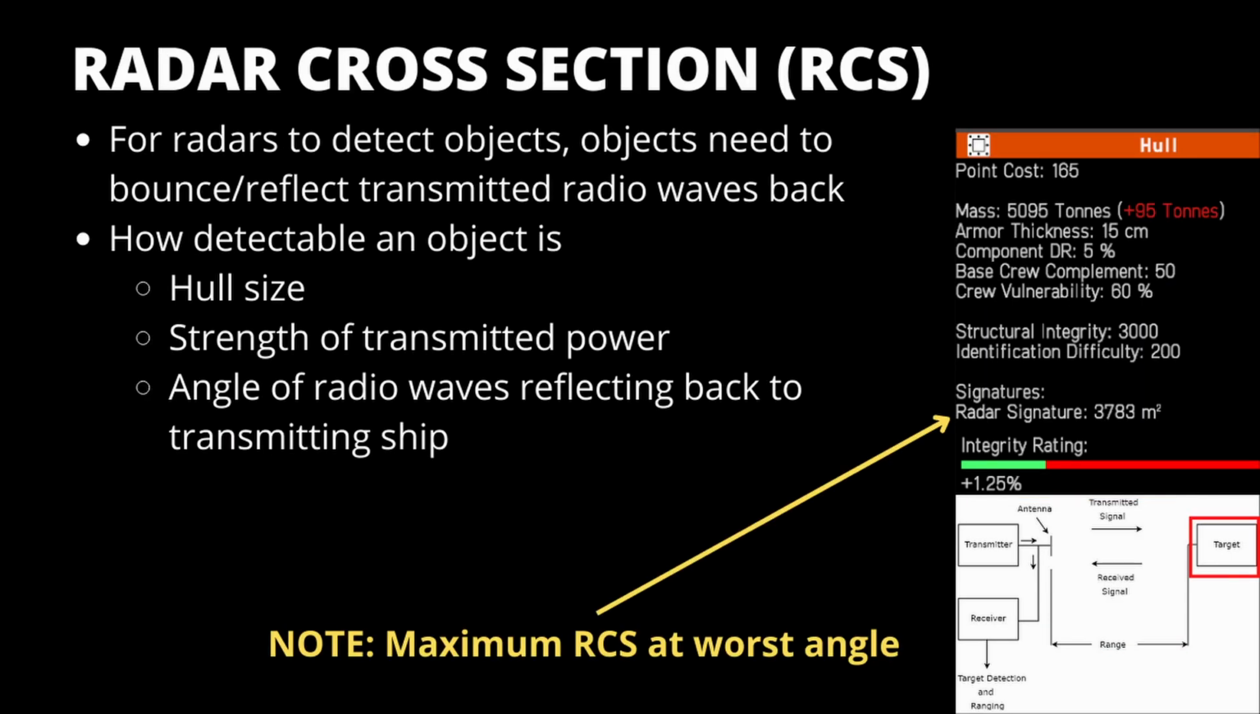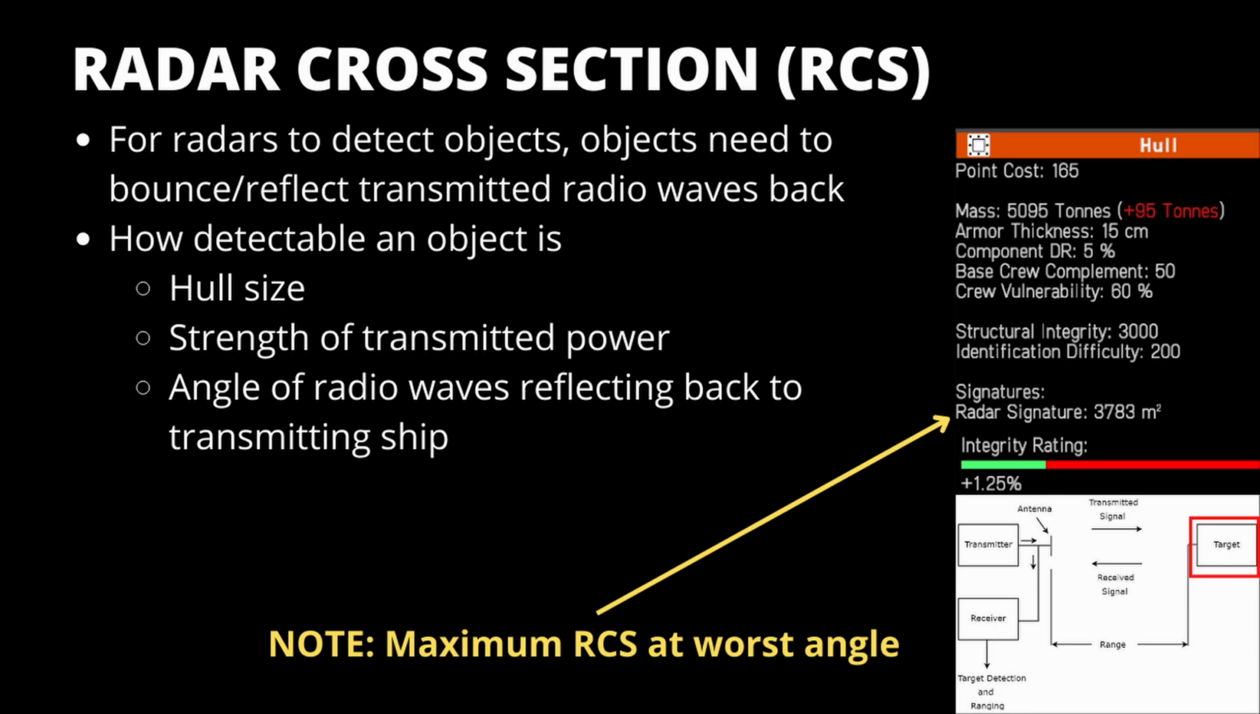For us to be able to detect objects, they need to bounce or reflect transmitted radio waves back to us. And how they do this is in the form of the radar cross-section of the object. How detectable an object is is based on how large the object is. A small object will not be able to bounce as much power back as, say, something like a battleship. If the power is already weak by the time it reaches the target, it's not going to be strong enough to transmit back across the void, back to our original ship. So we need enough power not only to hit the target, but also for it to make it back.